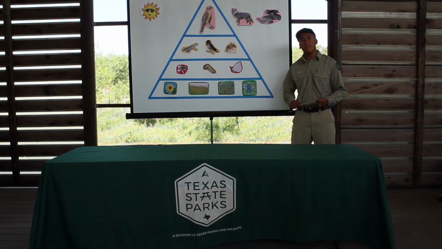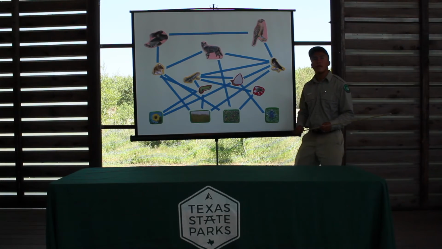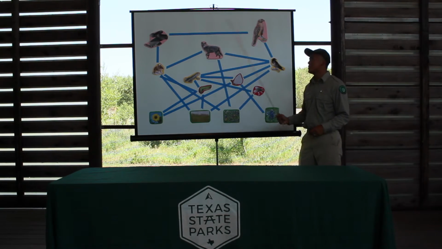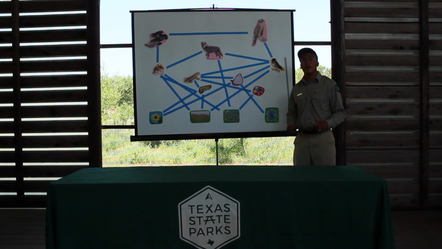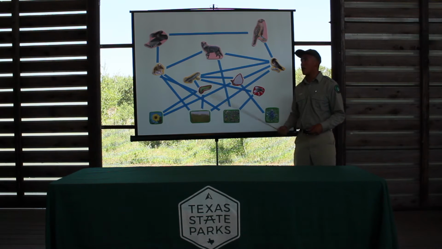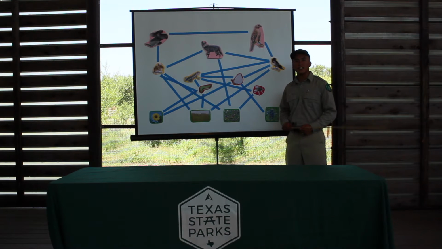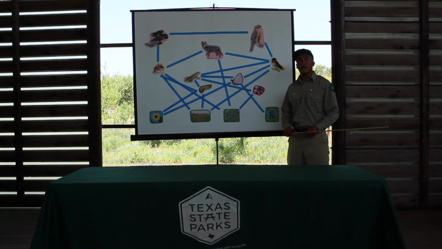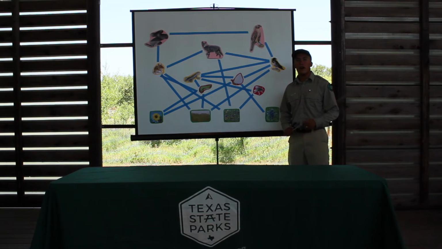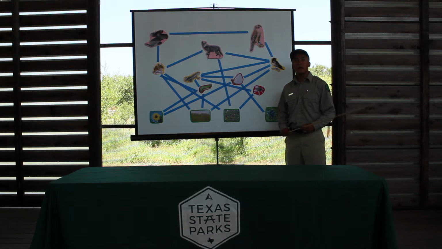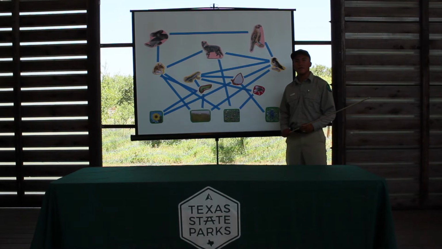Now let's compare this to a food web. This may look like a big mess of lines and pictures, but this is actually a very important food web. Food webs show the interaction between predators and prey and how they're all connected and interact with each other. A food web shows how interactions in a community can affect all organisms. This is important to know because all organisms, including humans, depend on these interactions to survive.